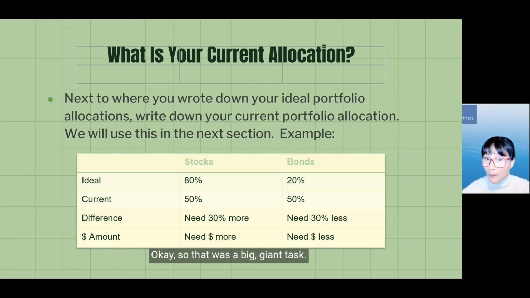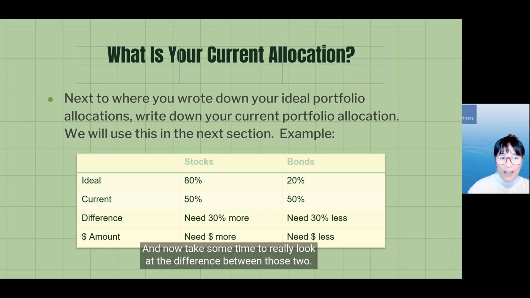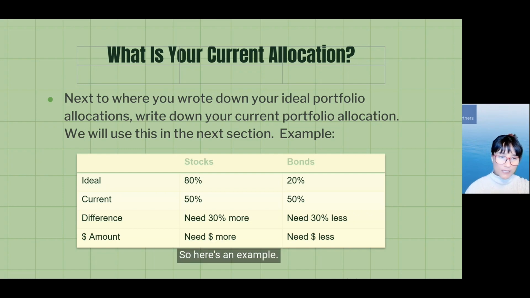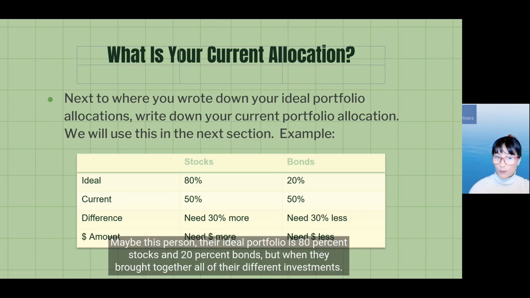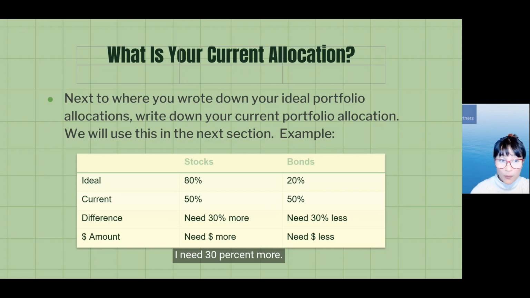Okay, so that was a big giant task. So now our goal is to compare, right? So we know our ideal portfolio, but what's our current portfolio? And now take some time to really look at the difference between those two. So here's an example. Maybe this person's ideal portfolio is 80% stocks and 20% bonds. But when they brought together all of their different investments, they saw, oh my, I only have 50% of my investments in stocks. I need 30% more. So I need to put more money into stocks.